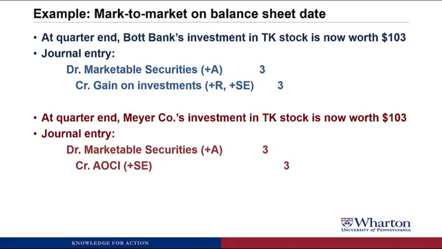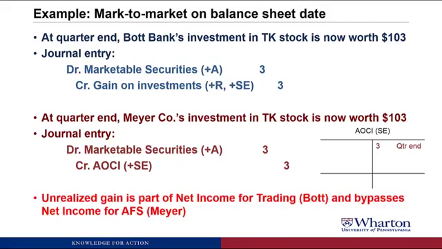But what differs is under the AFS method, we credit accumulated other comprehensive income. Notice there's no plus R here. It doesn't go onto the income statement. It goes directly into stockholders' equity. And what I'm going to do is carry around the AOCI T account so that we can see how it works through the example. So what this does is basically put an entry on the credit side of AOCI, which is going to increase stockholders' equity.